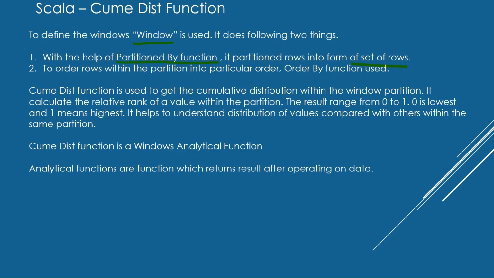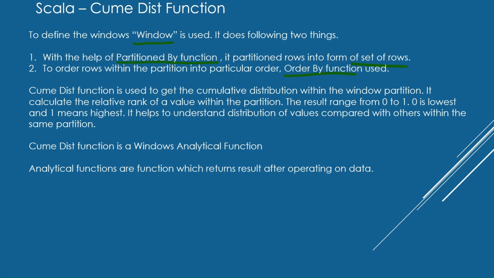When the partition gets created, the order by clause tells how data will be organized in that partition. It will be organized in ascending order or descending order, and based on which column.